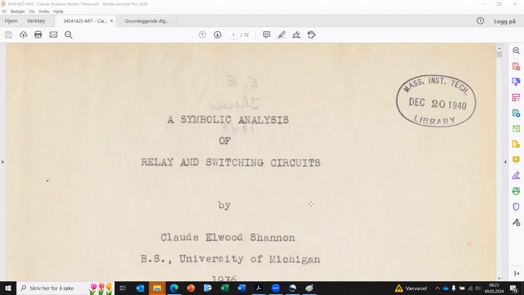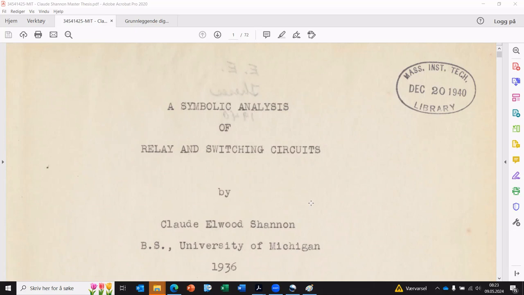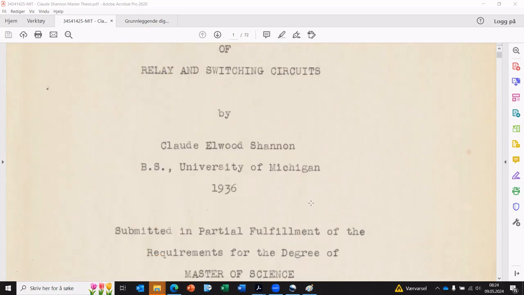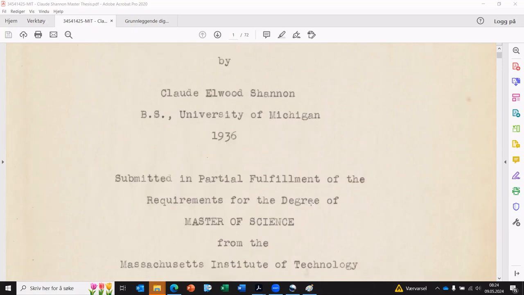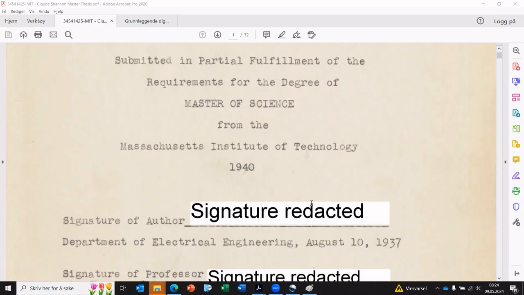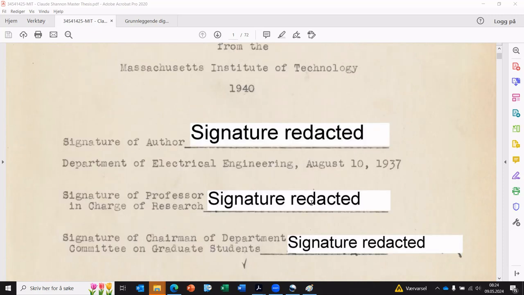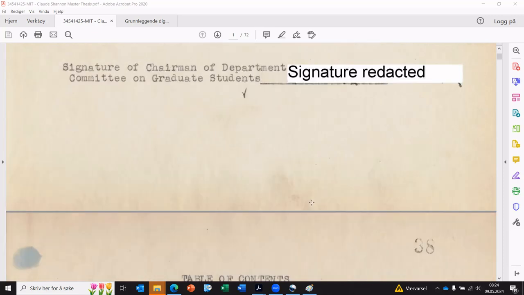Here it is, written in Courier font, a symbolic analysis of relay and switching circuits by Claude Elwood Shannon, University of Michigan in 1936. It's Master of Science at the Massachusetts Institute of Technology in 1940.